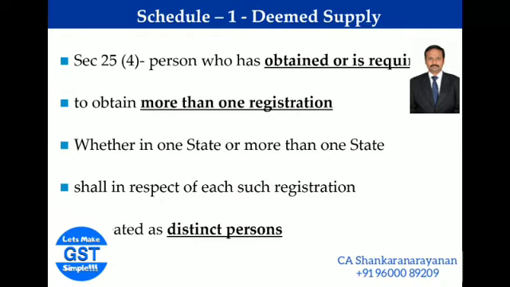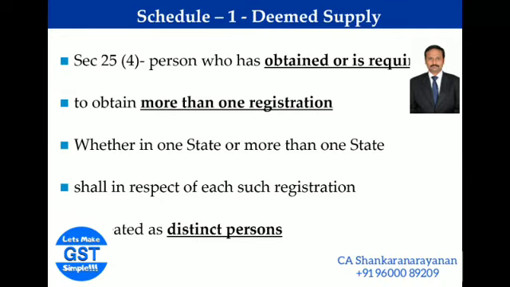I may want to operate in only one place, but I am mandatorily supposed to get registered in Karnataka because I am having stock in both the places. I am selling in both the places. My total turnover is more. So I have to get registered in Tamil Nadu as well as in Karnataka. Then I am required to get registration in Karnataka. So my PAN will be the same, but my GSTN will be different.